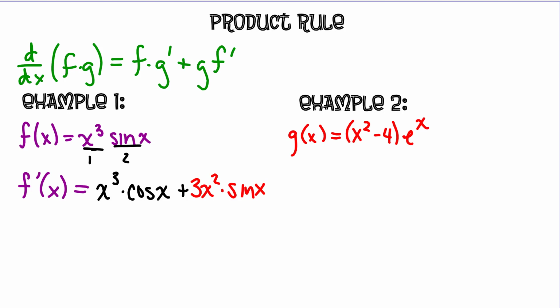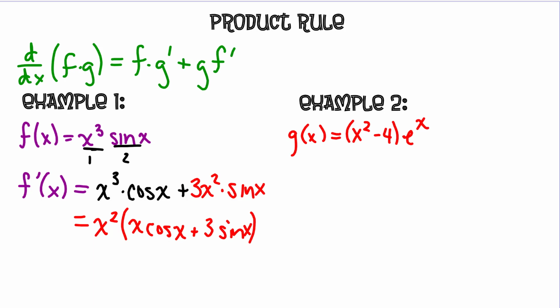And they might write the answer just like that. They might also factor out the x squared. So it's possible that the answer choice, if it were multiple choice, would say x squared times x cosine x plus 3 sine x.